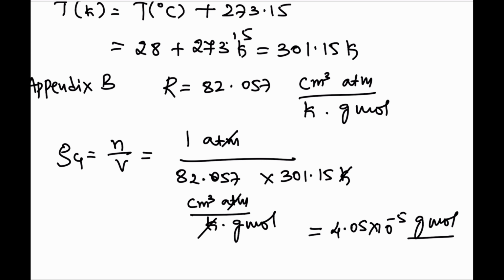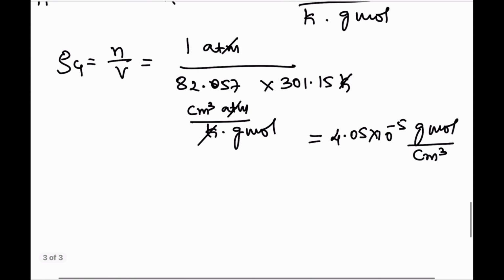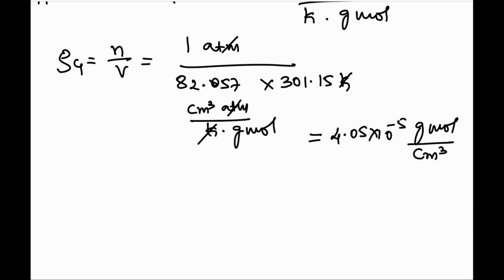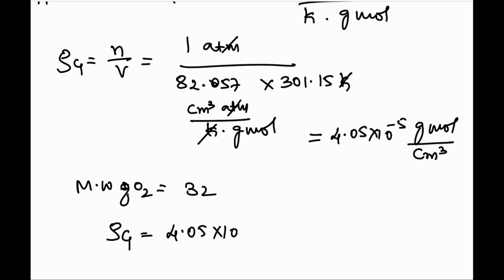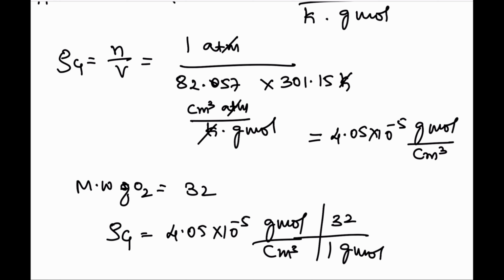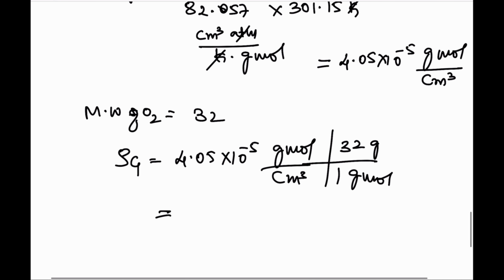Generally, the regular density is in kg per meter cube, whereas gram mole per centimeter cube is a molar density. Now using the atomic weights, you can calculate the molecular mass of oxygen. The molecular weight of O2 is nothing but 32. This rho g is 4.05 into 10 raised to minus 5 gram mole per centimeter cube, and 1 gram mole of oxygen is 32 grams. So if you do this calculation, you will end up with 1.3 into 10 raised to minus 3 gram per centimeter cube.